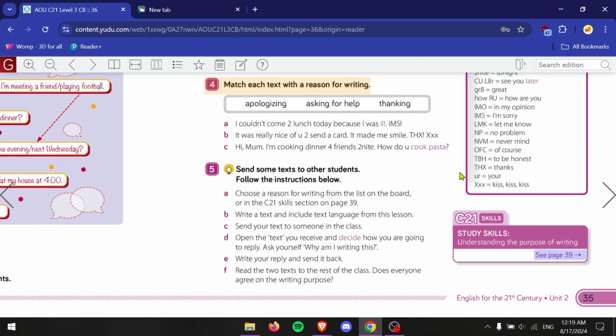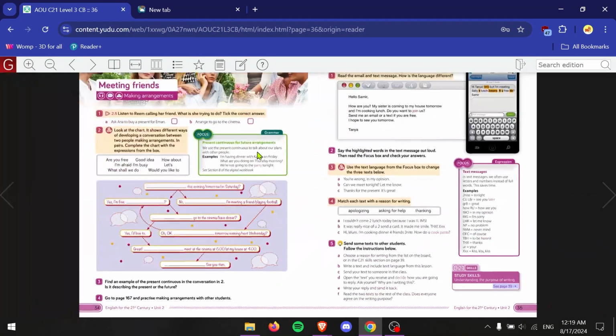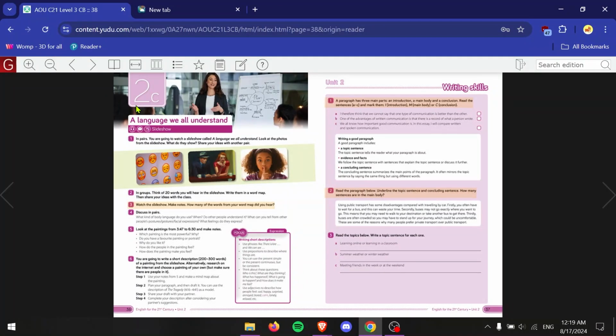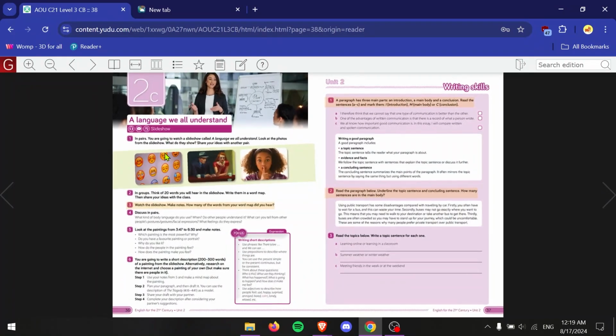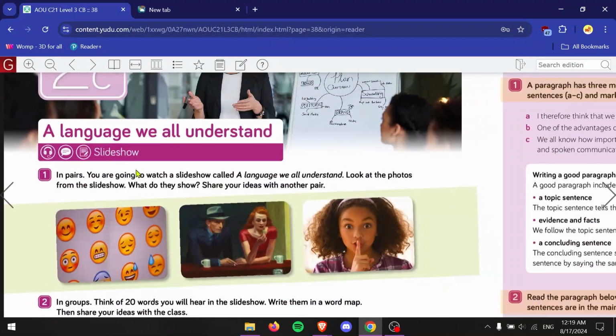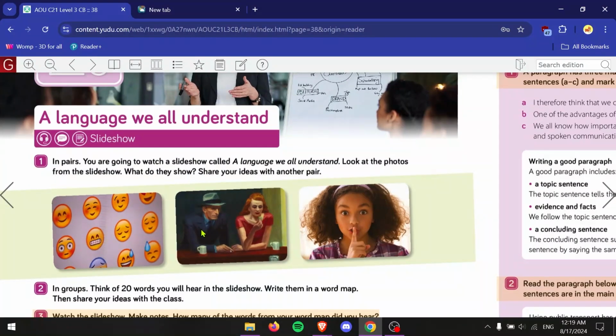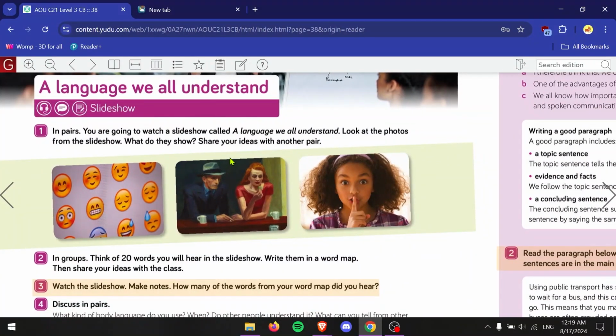All right. Let's move on to unit 2, unit 2C. This will be the final part for our second unit, a language we all understand slideshow. You're going to watch a slideshow called A Language We All Understand. Look at the photos from the slideshow. What do they show? Share your ideas with another pair.